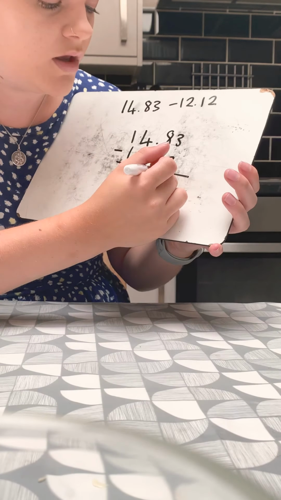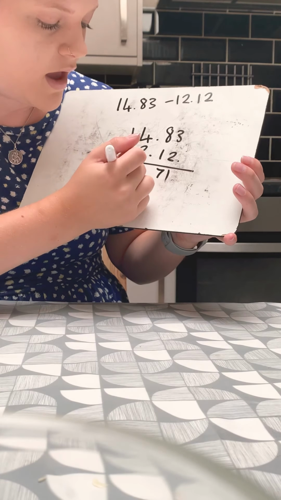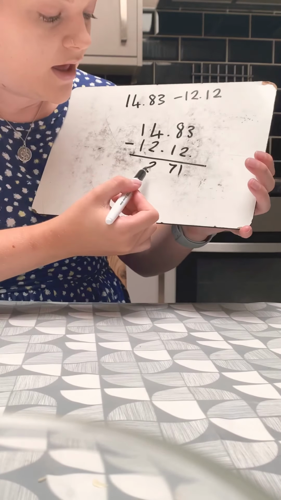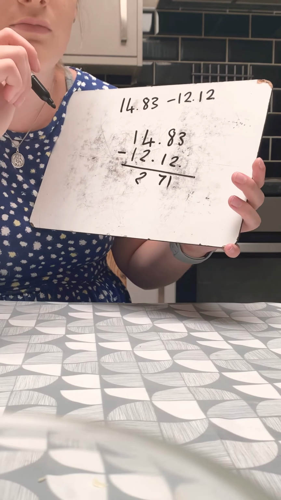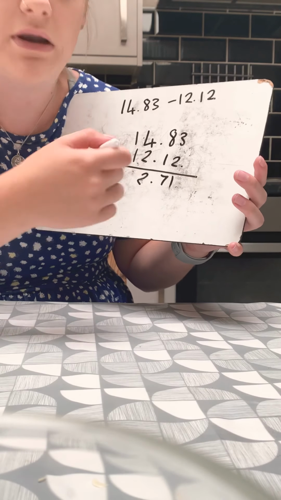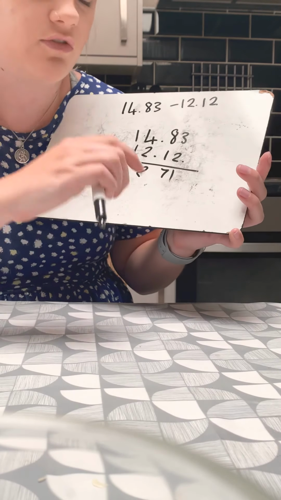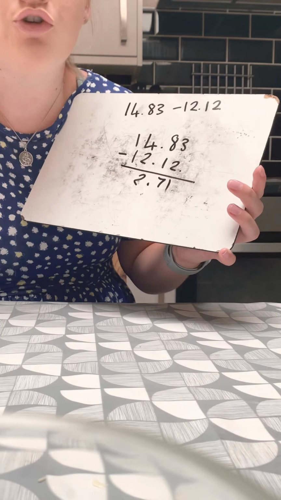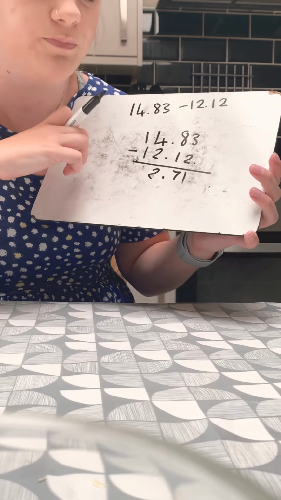8 take away 1 gives me 7. 4 take away 2 gives me 2. 1 take away 1 gives me nothing. Now here, I have currently forgotten my decimal point. Really important that you remember to put that in your answer because it completely changes your answer. If it's not there, I've got 271. That's not right. If it is there, I've got 2.71, which is correct, okay? So remembering that decimal point.